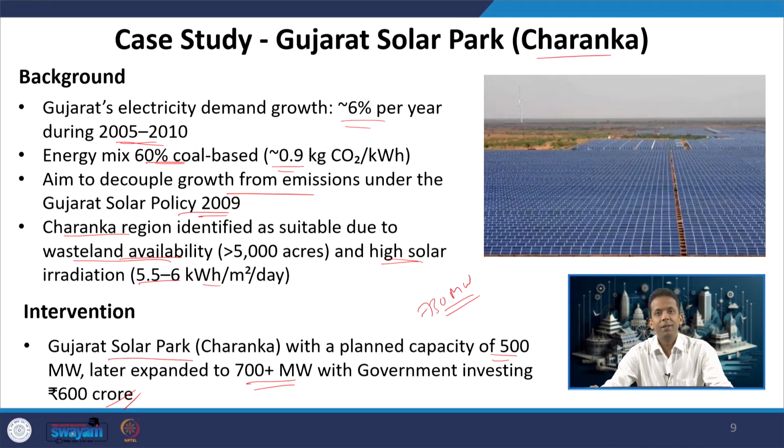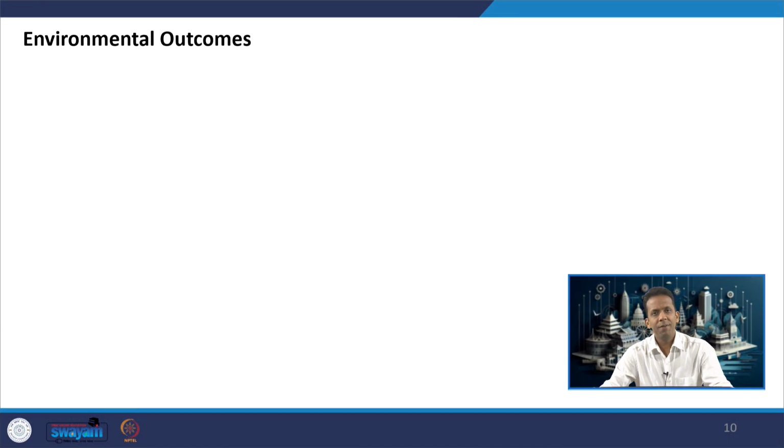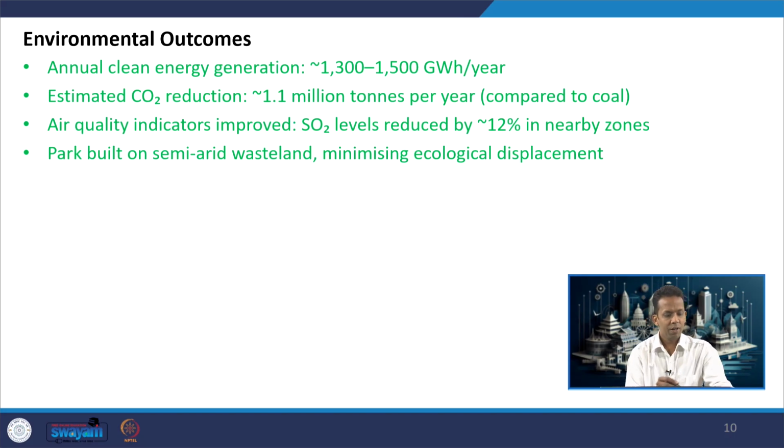Let us look at the outcomes of this case study, what the environmental outcomes and the economic outcomes are, and then interpret whether it was an environmentally compatible economic growth case study or not. Environmental outcomes because of installation of such a big solar park: the first outcome was clean energy generation of 1300 to 1500 gigawatt hour per year. That is a significant amount of energy, and it reduced almost 1.1 million tons of CO2 per year compared to coal.